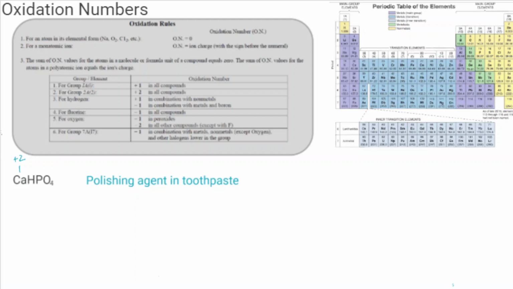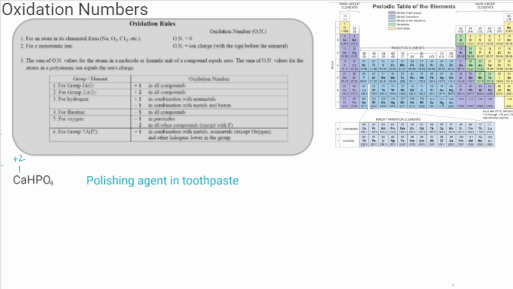And then we do have a hydrogen. In this case, hydrogen is going to be either a +1 if it's bonded with a nonmetal, or a -1 if it's bonded with a metal or boron. Now in this case, we have both a metal, calcium, and nonmetals, such as phosphorus and oxygen, or phosphate. So we're going to have to hold off on this one because we don't know. It could be a +1 or a -1.